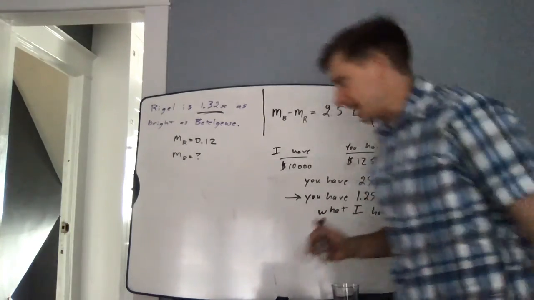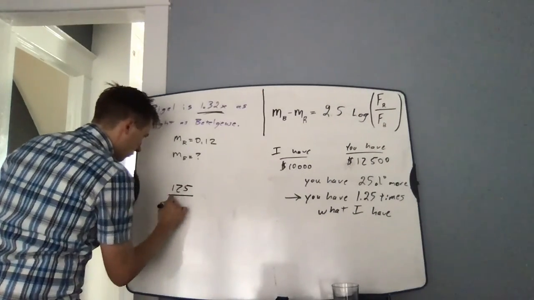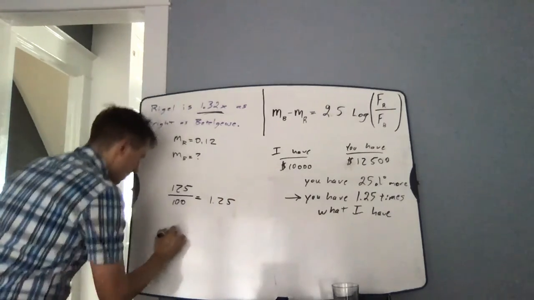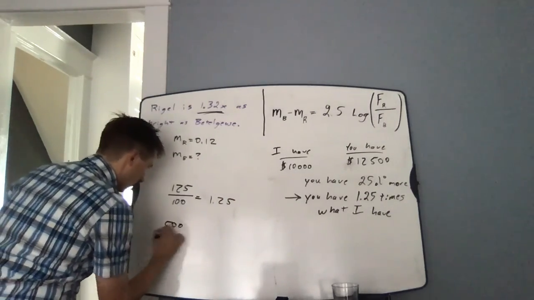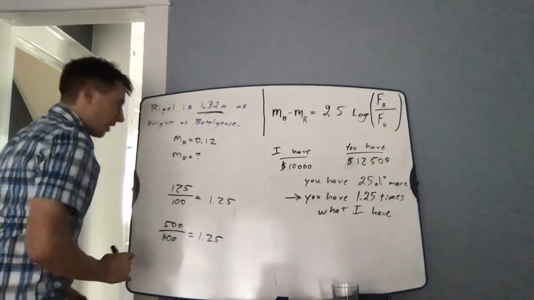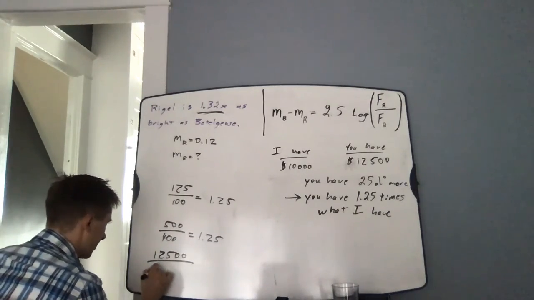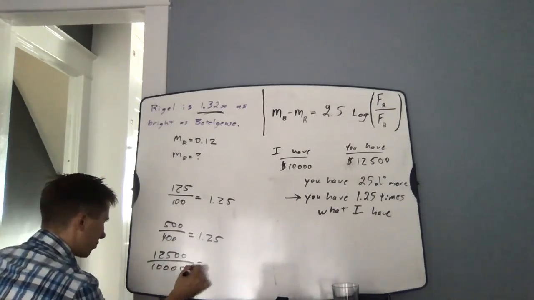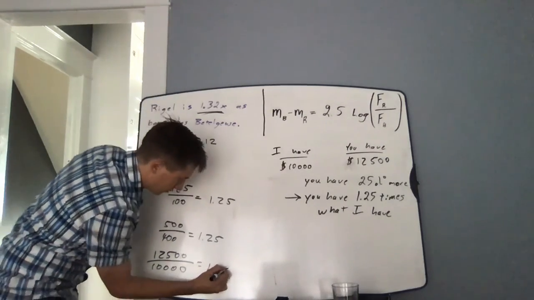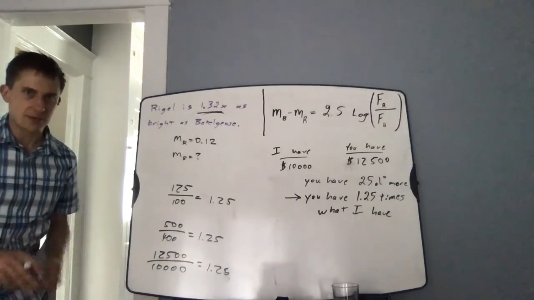So in every case, I could say 125 over 100 is equal to 1.25, but I could also say 500 over 400 is equal to 1.25, or I could say 12,500 over 10,000 is also equal to 1.25. In all of these scenarios, the amount you have is 1.25 times the amount I have.